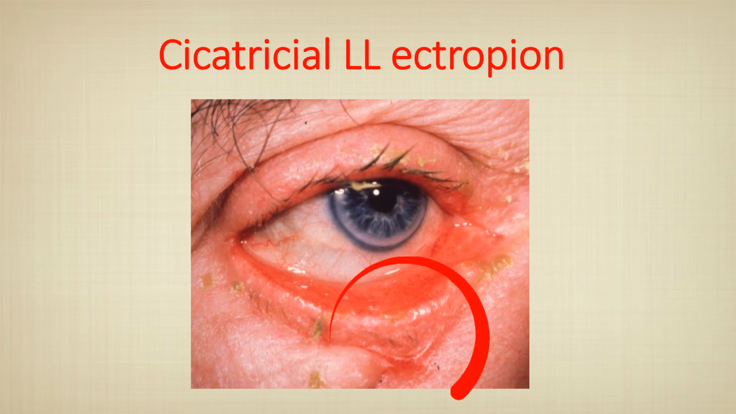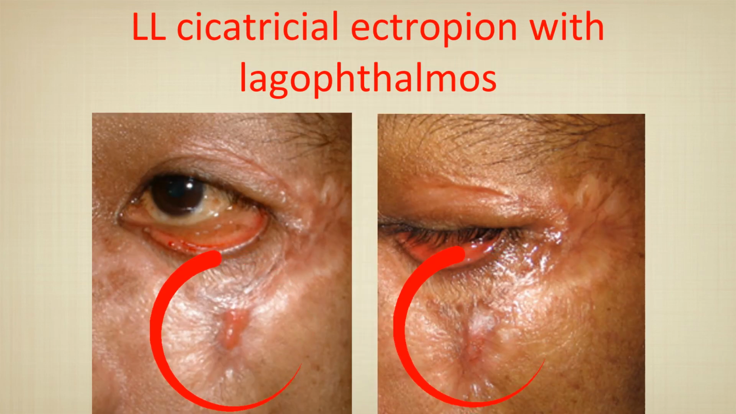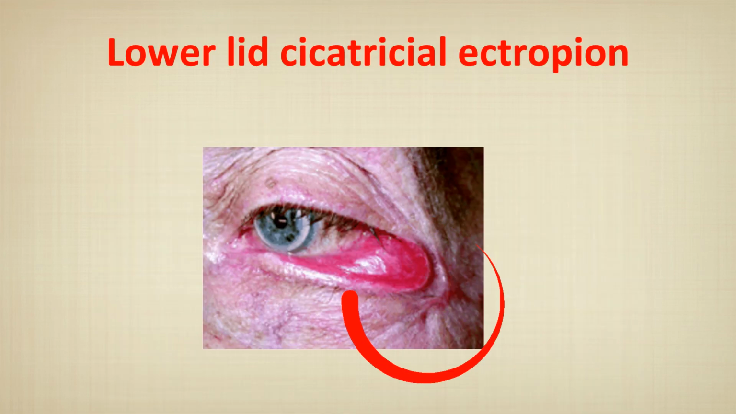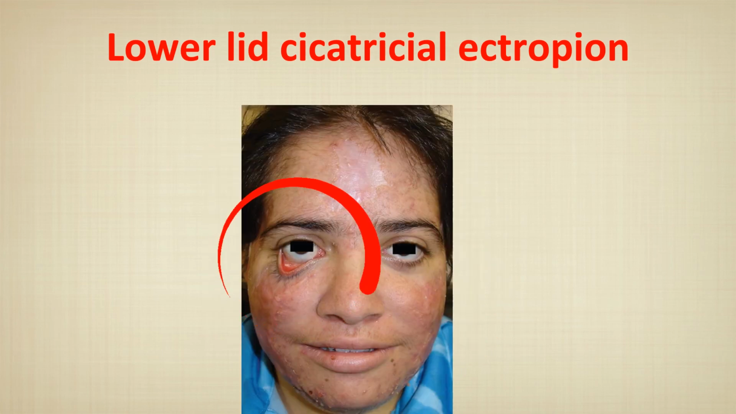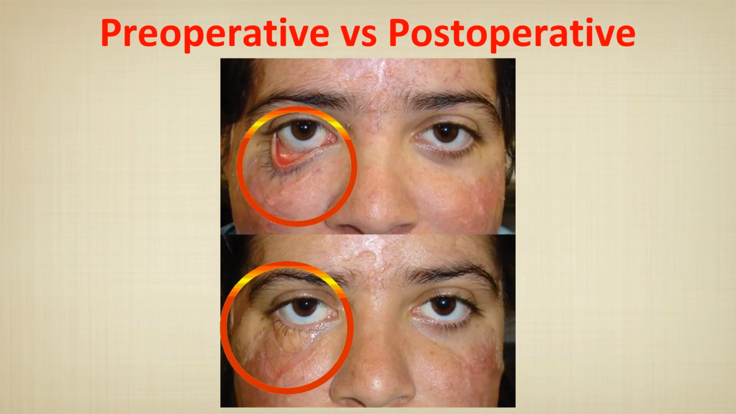Cicatricial lower eyelid ectropion, lower lid cicatricial ectropion with lagophthalmos, lower eyelid cicatricial ectropion with lagophthalmos, lower eyelid cicatricial ectropion. A comparison between the preoperative and the postoperative appearance of the same patient.